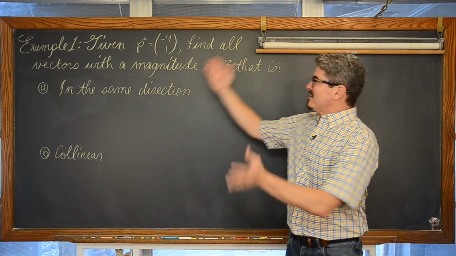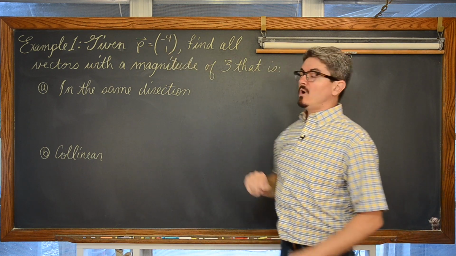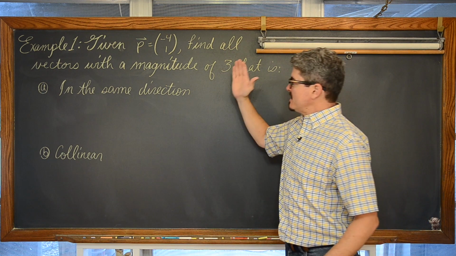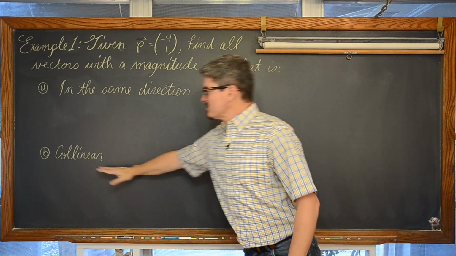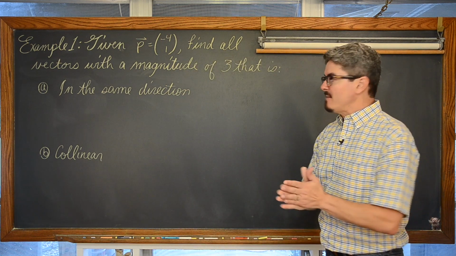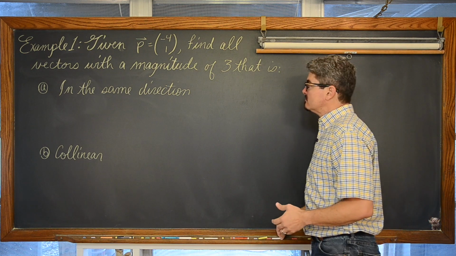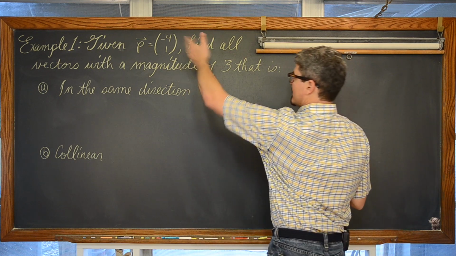So here we go. Example 1. Given that vector p is equal to <-4, 1>, find all vectors with a magnitude of 3 that are in the same direction. And then for part B, find all the vectors which are collinear, and again have that magnitude equal to 3. So we basically want to first find the unit vector for vector p.